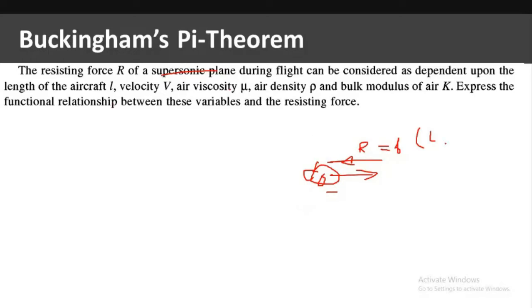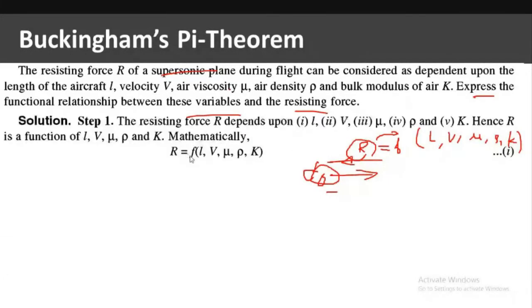So it depends on the length, it depends on the velocity, and it depends on the viscosity of the air mu, the density of the air rho, and the bulk modulus of air K. So this resisting force depends on these five variables: L, V, mu, rho, and K. Then express the relationship between these variables and the resisting force. So what is given in our problem? The problem gives us that R is a function of length, velocity, viscosity, mass density and bulk modulus K. Is this clear?